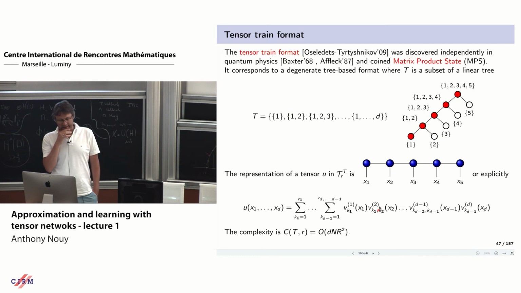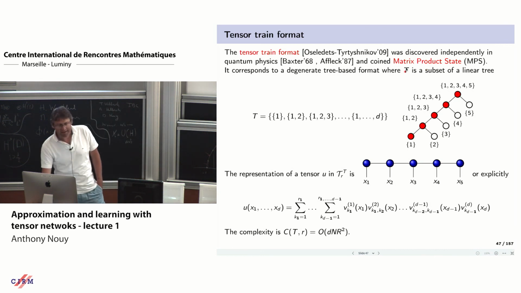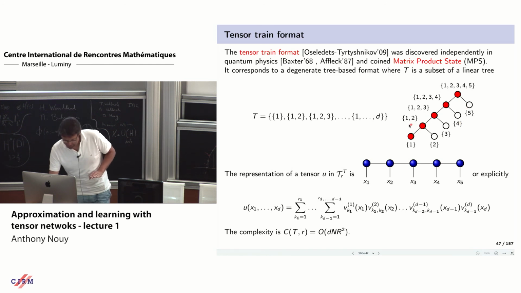And now comes another format, the tensor train format, that has been rediscovered by Oseledets and Tyrtyshnikov in 2009. It appeared much earlier in quantum physics in the 60s under another name, matrix product state. And it corresponds to the tree-based tensor format I have introduced with a tree which is not a complete tree. In fact, it's just a subset of a linear tree, which means that you will impose the rank 1, 1, 2, 1, 2, 3, 1, 2, 3, 4, but I don't impose R2, R3, R4, and R5, okay? So it's a subset of a linear tree.